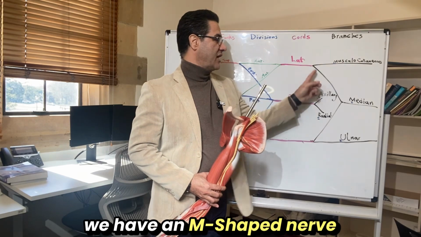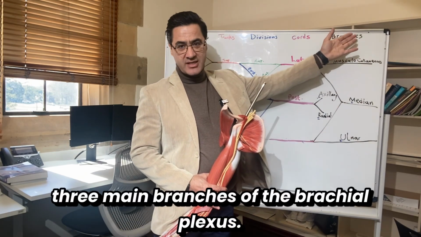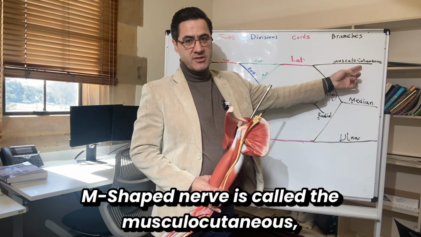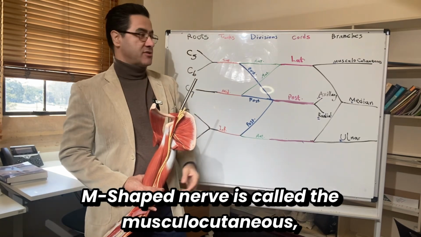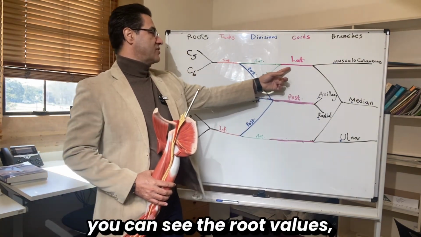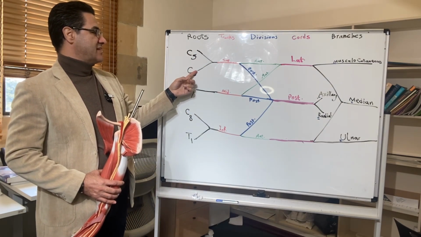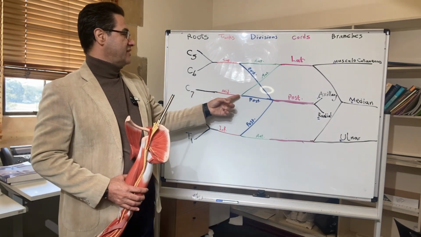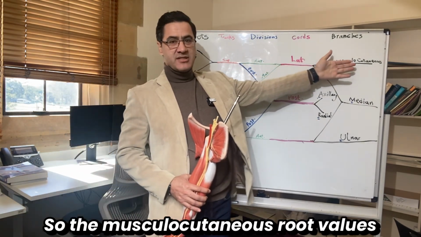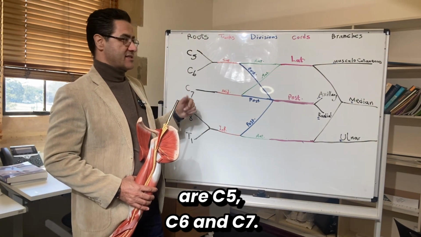As you know, we have an M-shaped nerve here, which makes three main branches of the brachial plexus. The most lateral branch of this M-shaped nerve is called the musculocutaneous, which is coming from the lateral cord. If you go back, you can see the root values C5 and C6, and also C7. They join together and make the lateral cord. So the musculocutaneous root values are C5, C6, and C7.